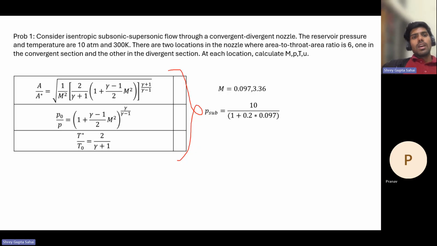So that's the first problem, implying that given the flow is entirely isentropic, we can use these formulas. That is what this problem was about. Let's move to the next problem.